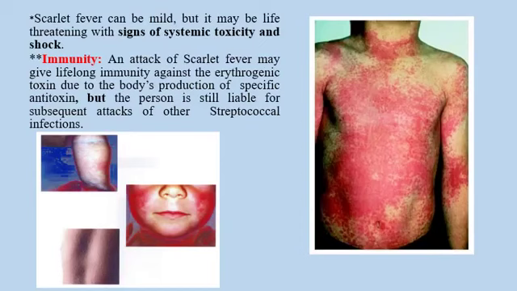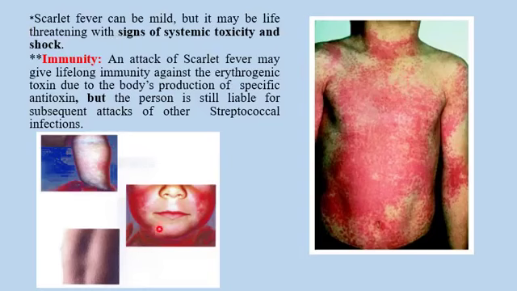Up to this point we didn't see the effect of the toxic shock, the super antigenicity. The super antigenicity can occur in severe cases. So scarlet fever can be mild, but it may be life-threatening with signs of systemic toxicity and shock. These words, signs of systemic toxicity and shock, describe the symptoms due to the super antigenicity of the toxin. And here of course we can see the rash covering the body, the trunk and the chest full of the rash, the red punctate spots.